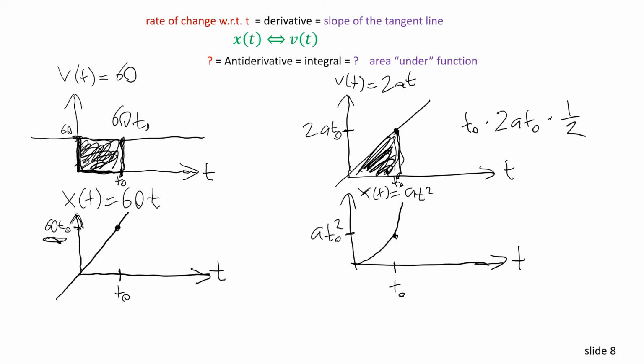That is the area of a triangle. And the 2 and a half can cancel out. And then it will be t0 times a t0. And then our answer is a times t0 squared. Bam! We once again saw that the integral is just the area under the curve. And that is the geometrical meaning of the integral.